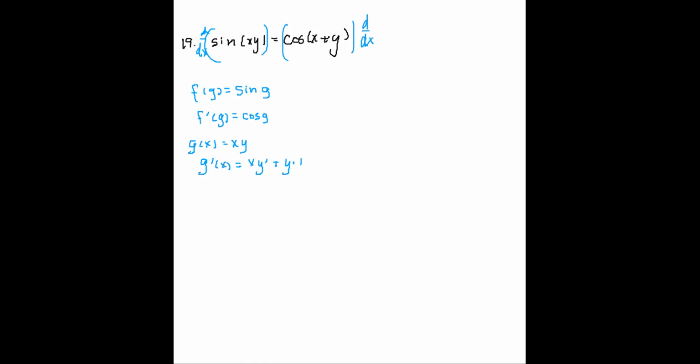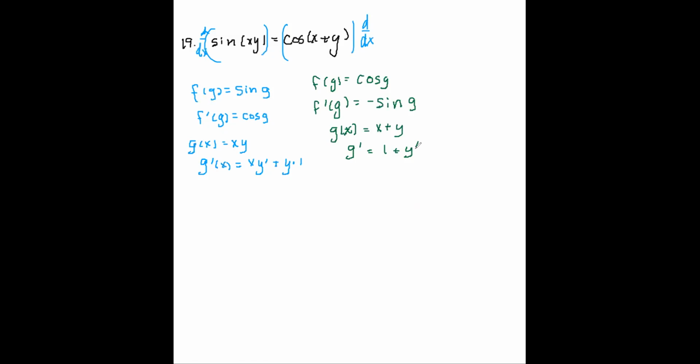Let's do the same thing over here with cos of x plus y. It's the same sort of strategy. We're going to call our f of g cos of g, and then we're going to say this is f prime or negative sine g. Here our g is going to be x plus y, so we don't need to use the product rule to find g prime. We can just say this is 1 plus y prime. We can just use the sum rule.